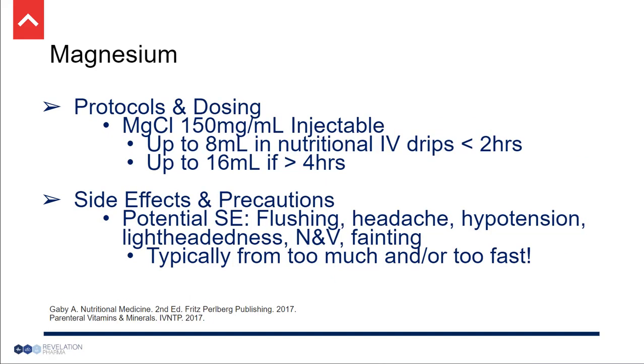So some common protocols and dosing. With magnesium chloride, 150 milligram per mL injectable, we would commonly see up to 8 mLs in a nutritional IV drip, especially if given in less than 2 hours.